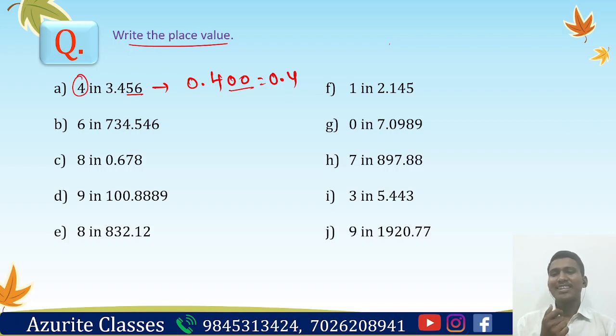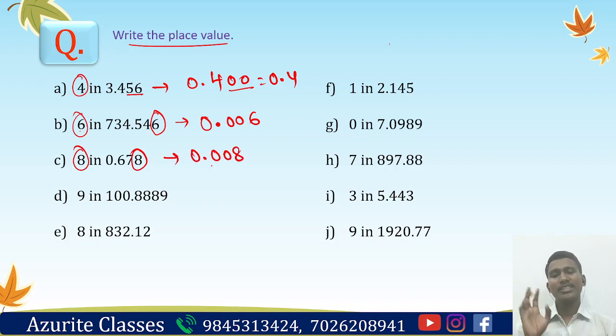Next, B is 6 in 0.546. So after the point, they are asking about the decimal place. Which place is it? It is 0.006. That is how you write the place value. Now they are asking for 8. In which place is it? It is here. So it will be 0.008. Just write the number itself. That will be the place value. Got it?